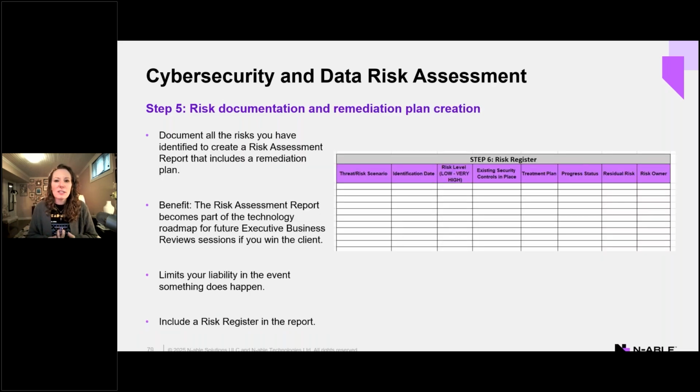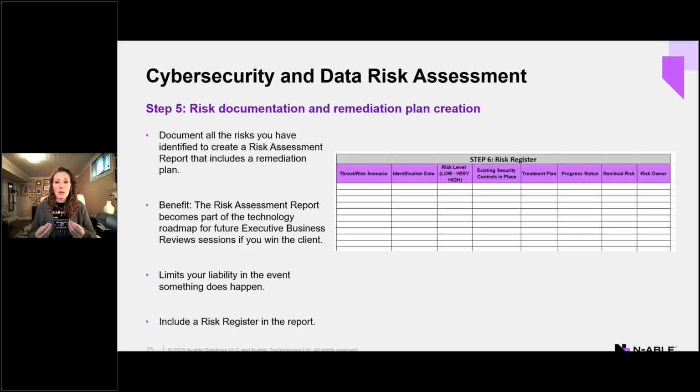And then the final step is to document all of the risks that you've identified to create a risk assessment report that you would include in your broader assessment report, and then to create a remediation plan that you would begin implementing once the prospect decides to sign on with you. And should you win the client, this risk assessment report becomes part of the technology roadmap, and that is your living, breathing document that you're going to refer to on a regular basis as part of your onboarding activities, and then as part of your regular quarterly or semi-annual executive business reviews with your client.